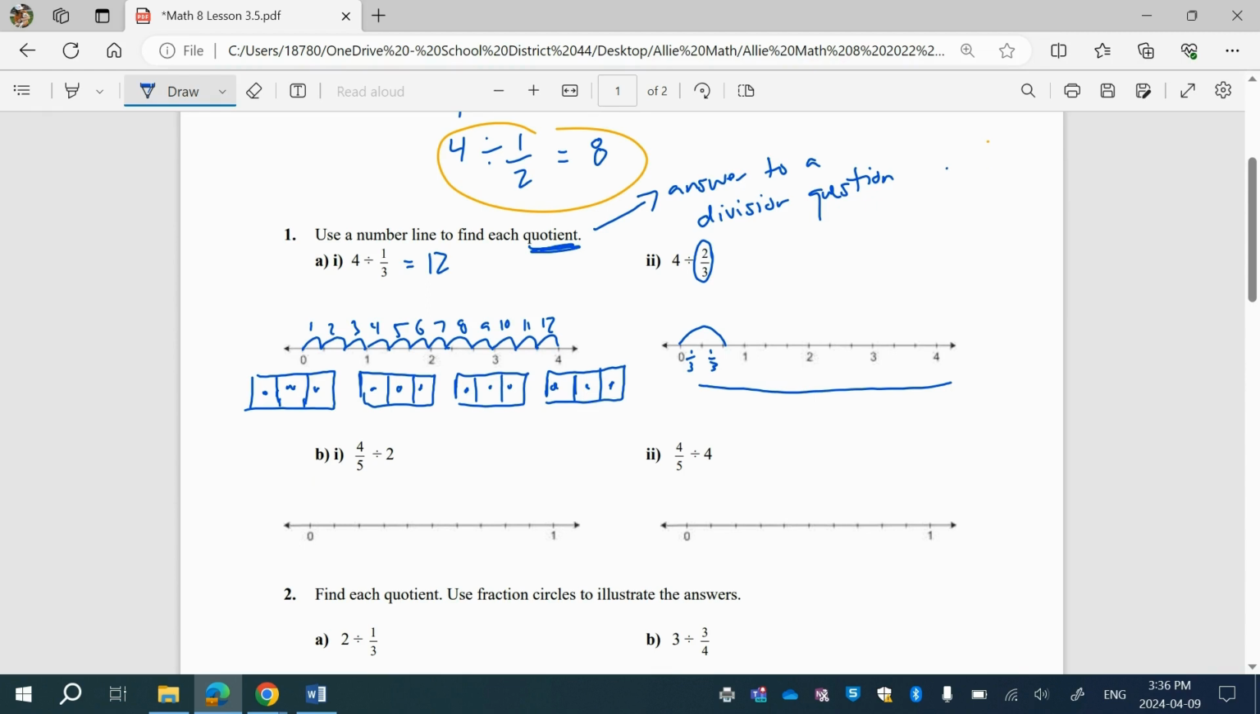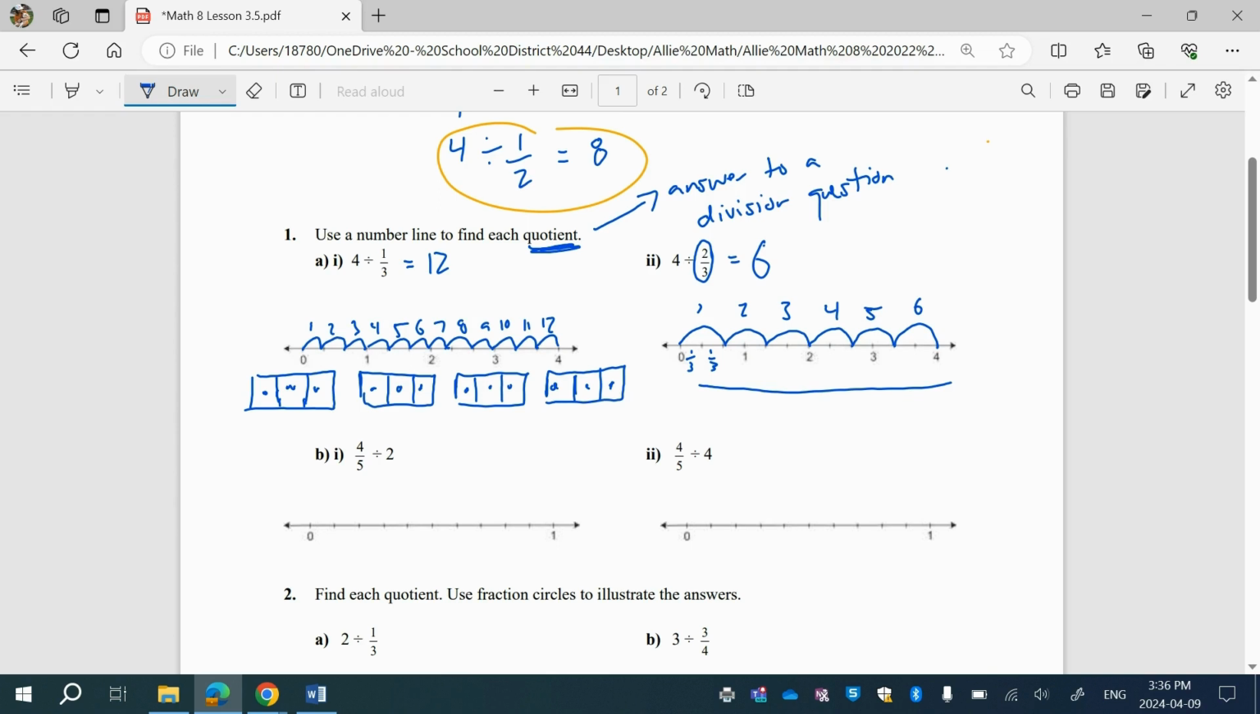Now I'm going to make another jump of 2/3, and another jump, and another jump, and another jump, and one last final jump to 4. Now we can count our jumps. 1, 2, 3, 4, 5, 6. So we made 6 jumps, and 2/3 can be pulled out of 4 6 times.